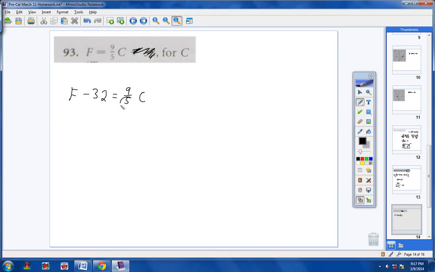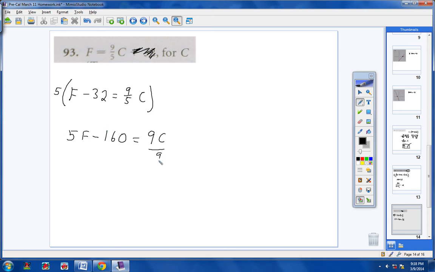My denominator is a 5, so I'm going to multiply the entire equation by 5. Okay, so 5 times f is 5f. 5 times negative 32 is negative 160. And now watch this. 5 times 9/5 is 9. So I'm left with 9c. 5 times 9/5 is 9c.